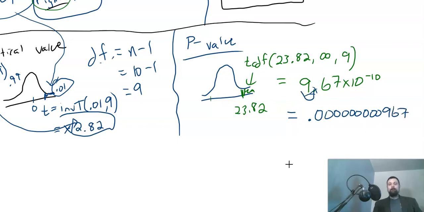So 967. That is the p-value. You don't have to double it because it wasn't a two-tail test. So this is the p-value here.